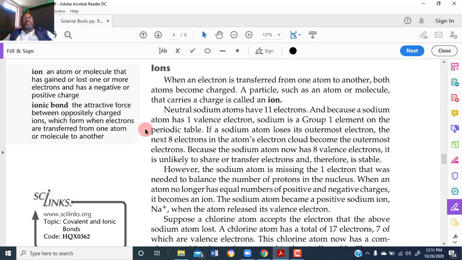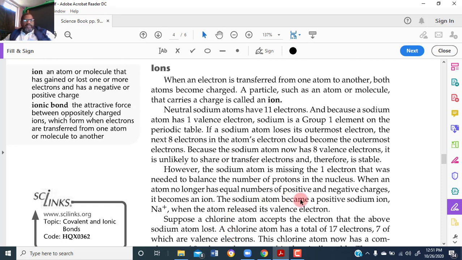It wants to be stable. That's why in chemical reactions atoms want to give up an electron or share electrons, because they want to be stable. However, the sodium atom is missing the one electron that was needed to balance the number of protons in the nucleus. When an atom no longer has an equal number of positive and negative charges, it becomes an ion. So therefore we have positive and negative.